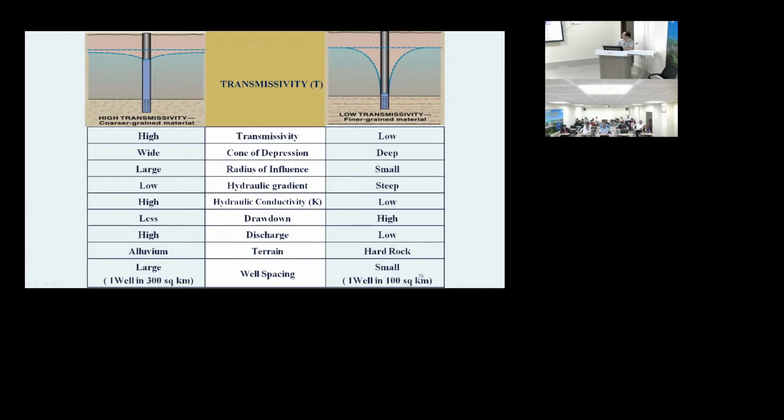This one is low transmissivity and this is high transmissivity. If transmissivity is high, then the cone of depression is wide, the radius of influence is large, the hydraulic gradient is low, and hydraulic conductivity is higher than in low transmissivity. Just a comparison.